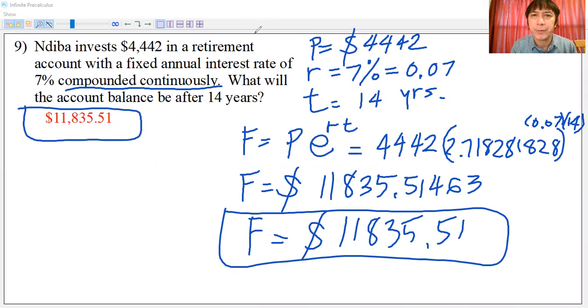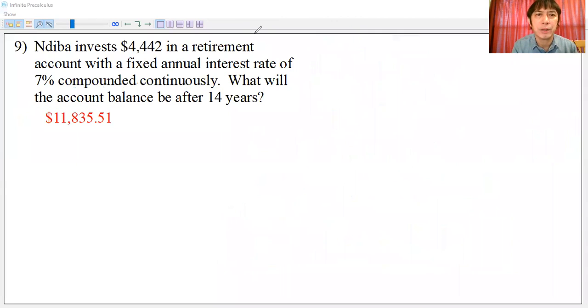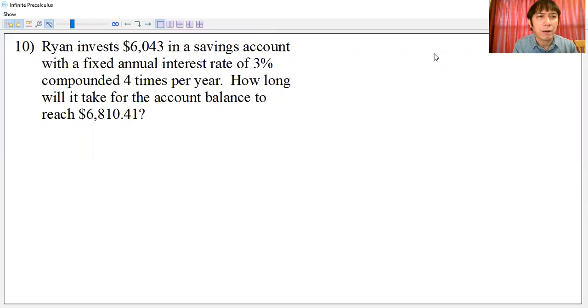Let's clear the screen and have the next problem. Ryan invests 6,043 in a savings account with a fixed annual interest rate of 3% compounded 4 times per year. How long will it take for the account balance to reach $6,810.41? This time we're looking for time.